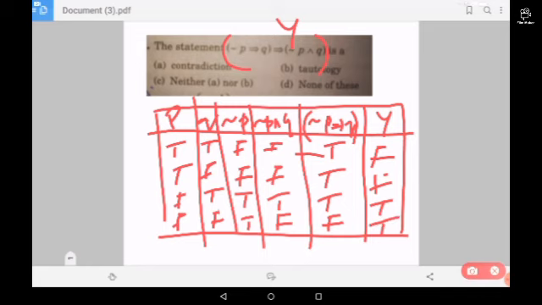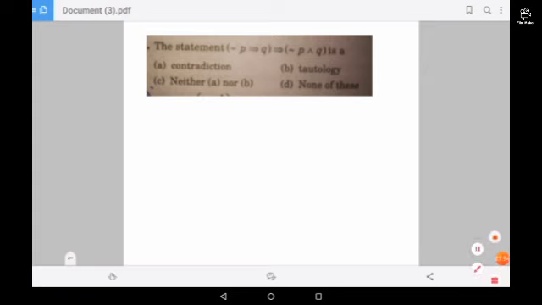So is it a contradiction or tautology or neither A or B and none of this? So the table we lastly reached was neither contradiction nor tautology. So the correct option will be C.